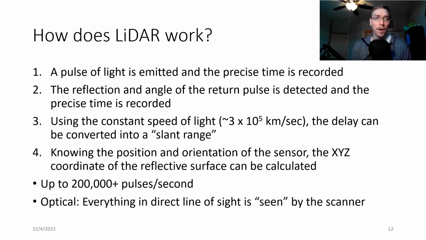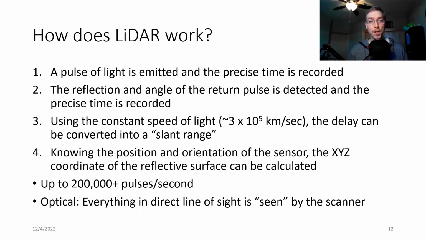So how does LiDAR work? Well, simply, a pulse of light is emitted and the precise time is recorded. The reflection and angle of that return pulse is detected, and the precise time is recorded again. We know the length of time it takes for that pulse to go out and come back. Using the constant speed of light, roughly 3 times 10 to the 5th kilometers per second, that delay can be converted into what we call a slant range. Basically, we're trying to figure out the strength, angle, and distance of that return.